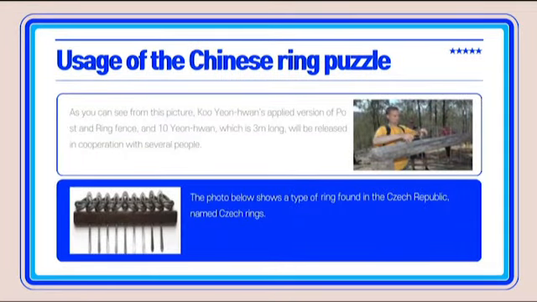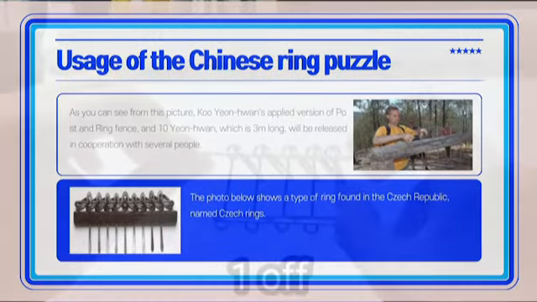The usage of the Chinese ring puzzle is like the following. As you can see from this picture, Guyeonhwan's applied version of post and ring fence is a 10-ring ring puzzle and needs cooperation with several people to solve. The photo below shows a type of ring found in the Czech Republic named Czech rings.